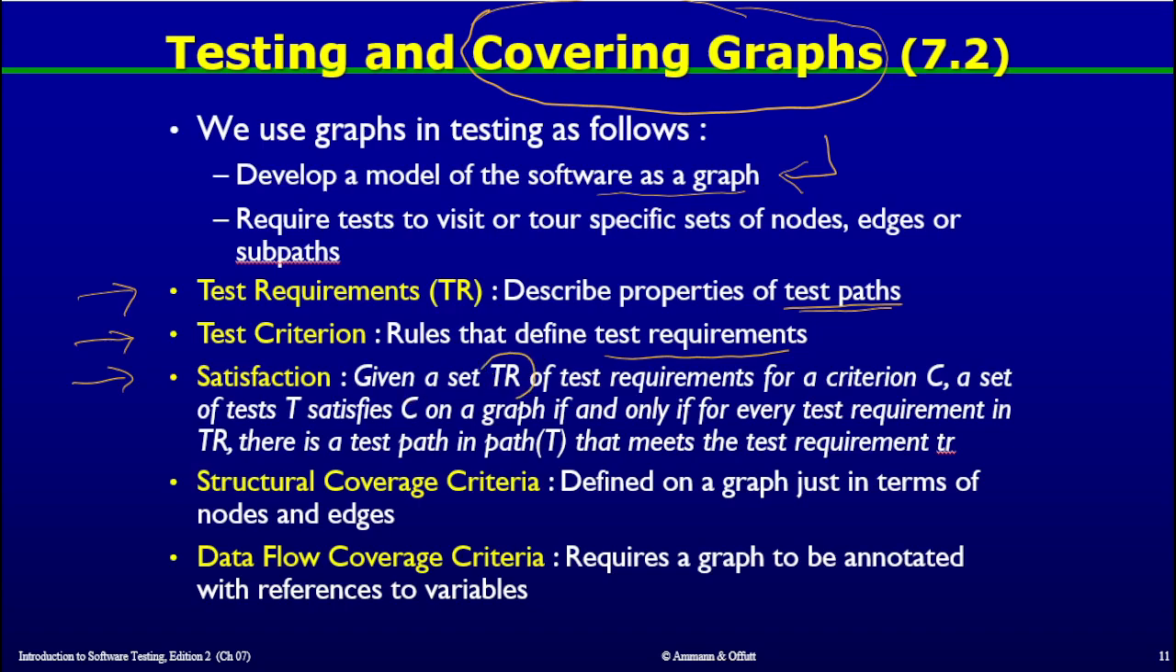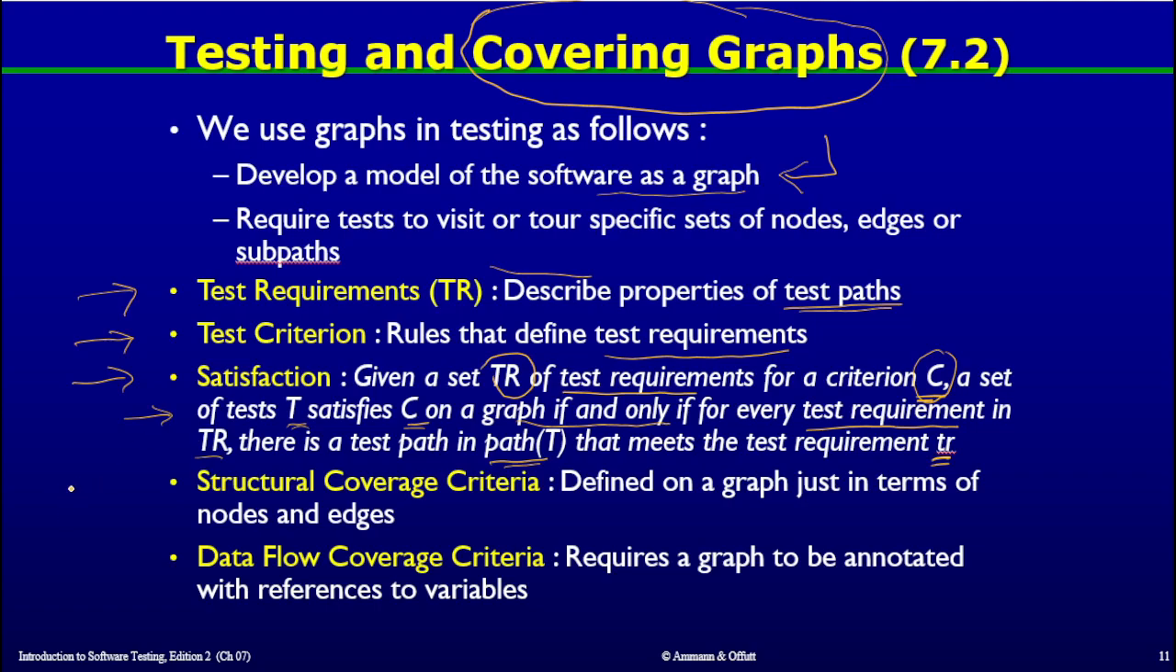Given a set TR of test requirements, which we just defined here, for some criterion C, then a set of tests T satisfies this criterion C on a graph if and only if for every test requirement in this TR, just remember that TR may have more than one test requirement, there is a test path in path T. We defined this path capital T on the previous slide, which means the set of paths that are exercised by the set of tests in this capital T. So if for every test requirement we have a test path in path T that meets the test requirement TR, then we say that the criterion C has been satisfied by this particular set of tests in capital T.